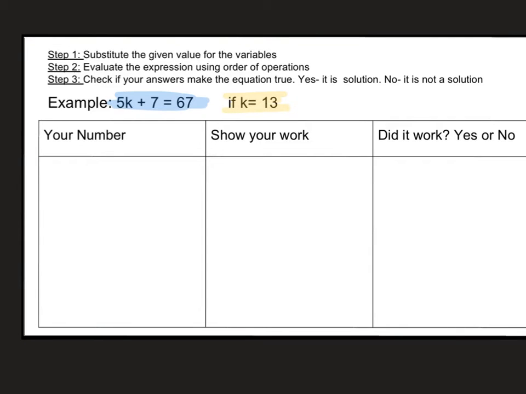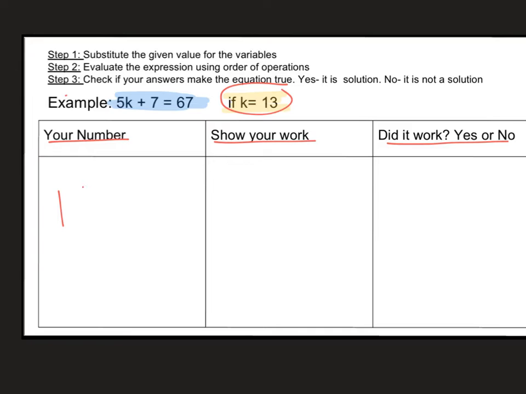So at the top here they give us the 3 steps we're going to follow all day today. So make sure you highlight, star, whatever you need to do those 3 steps because they're super important as we begin to solve these problems. So all day today you're going to look at a chart that looks just like this. So you'll have your number, your work, and then you'll have to answer yes or no. So exactly what I fill in here, you need to fill in as well, and then you'll follow the same procedure all day today. So our number in this case is k equals 13, right?